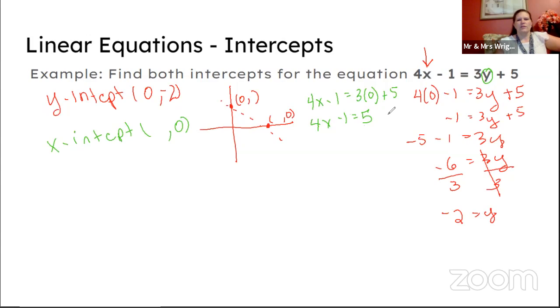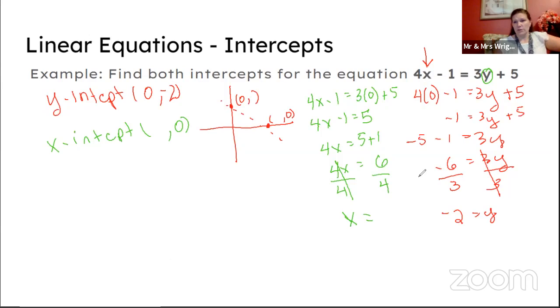I want to move this to the other side. 4x equals 5. If I'm switching sides, I want to switch signs, plus 1. So 4x equals 6. All right, well, what's happening to the x? It's being multiplied by 4, so we have to divide by 4 here. And we're left with x equals 6 over 4.